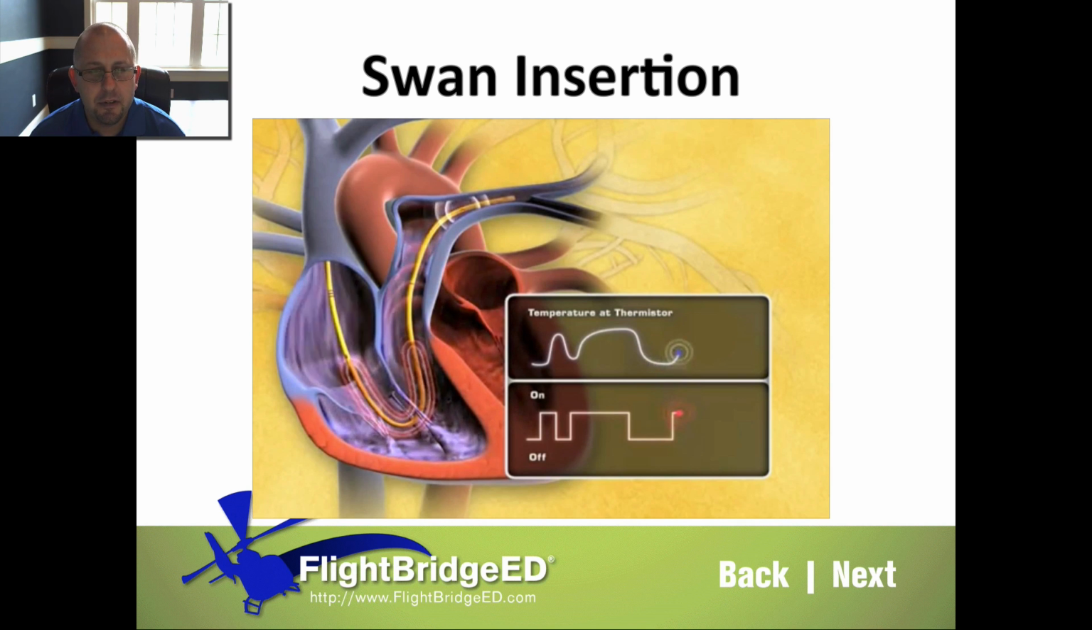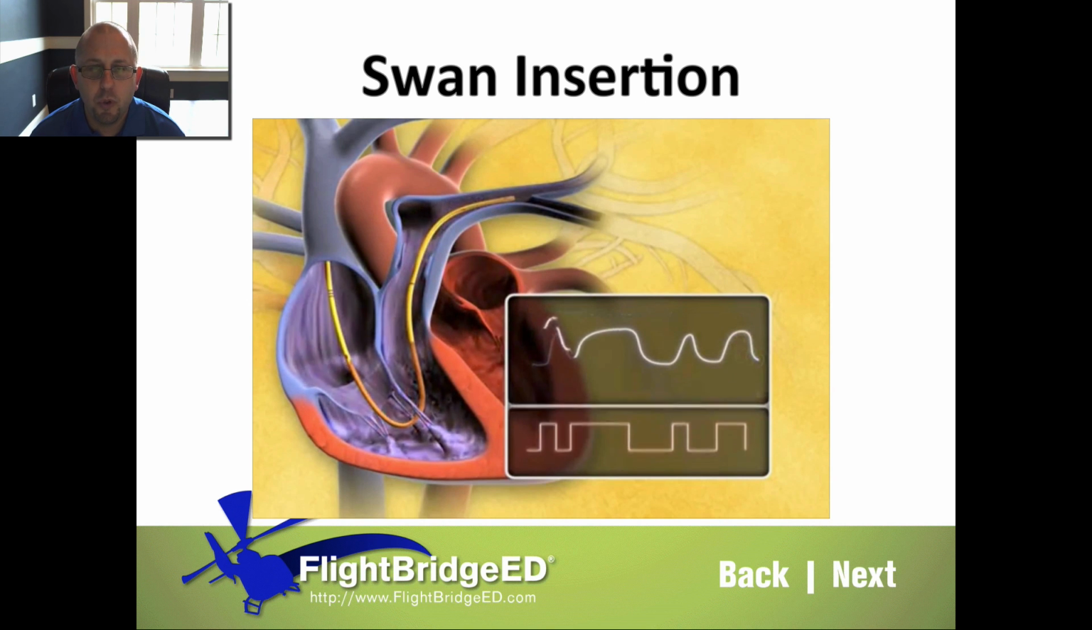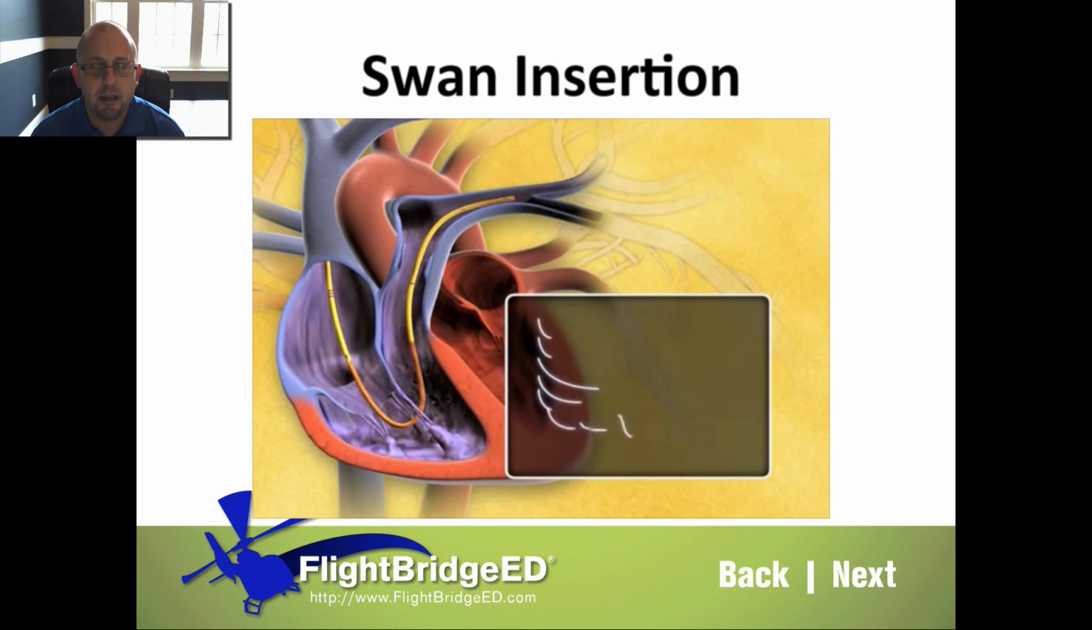Some of these catheters actually have another port. It's got an orange tip on it. It's called the right ventricular port, or a pacing port, and they can do internal pacing and things like that through that port. So there are multiple ways that we can utilize this catheter.